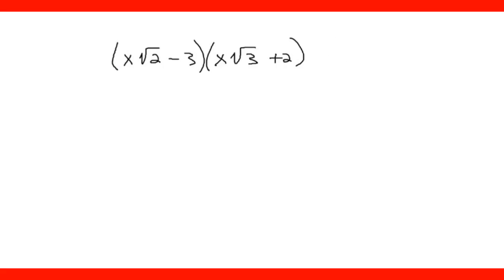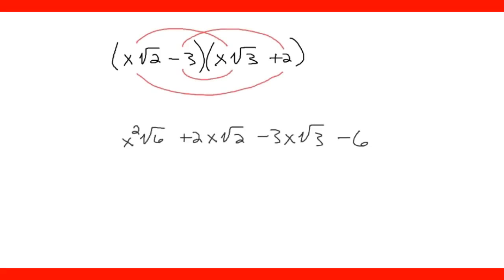Alright, here's a binomial that has variables and radicals in each of the two binomials. I'd like you to pause the video, try and work it out, and then come back and check your answer. When you multiply through by FOIL, you get 4 terms. None of them are like radicals or like terms, so there's the answer right here.